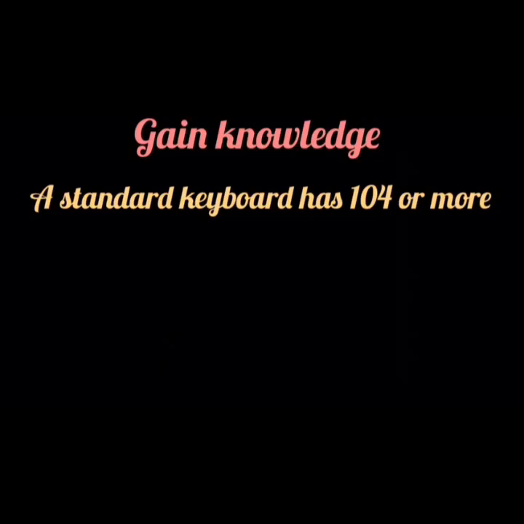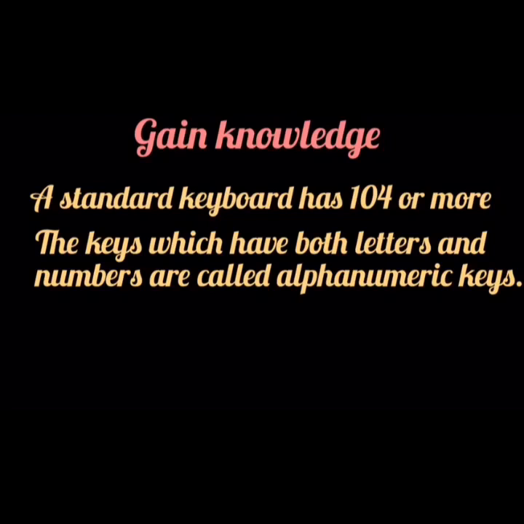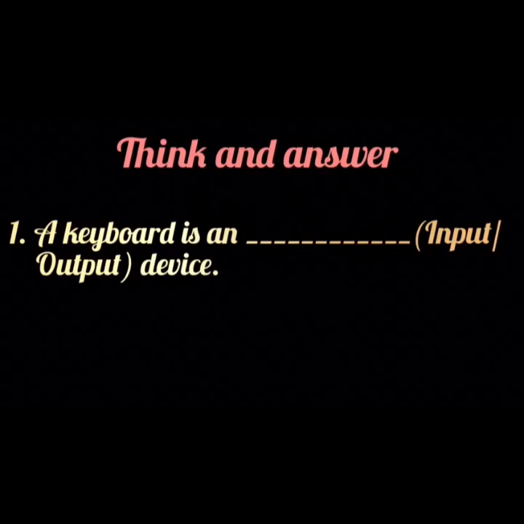Next part is the gain knowledge part. A standard keyboard will have 104 keys on it or more than that. And the keys which have both letters and numbers on them are called alphanumeric keys. In some keys there will be only letters. In some keys there will be only numbers. But in some keys there will be both letters and numbers, and they are called alphanumeric keys.